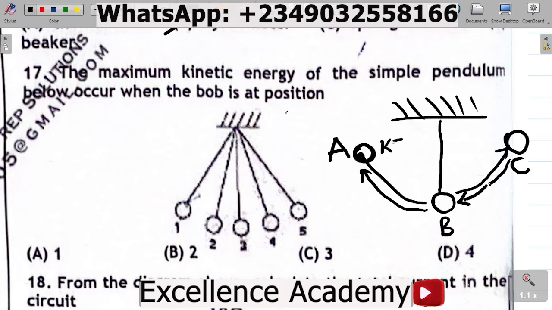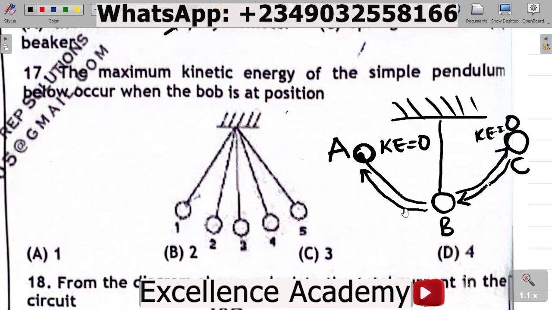Hence, its kinetic energy here is equal to what? There, 0. Again, it swings to B, then from B, it swings to C. At point C, what happens? It stops swinging and then starts coming back. That means at point C, the kinetic energy is equal to what there? 0.